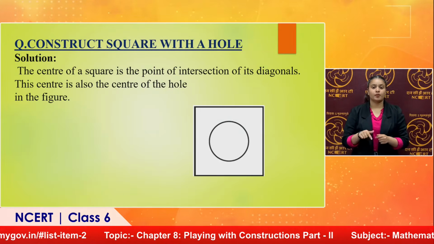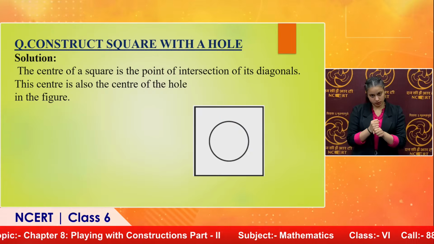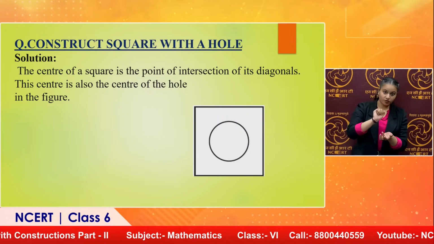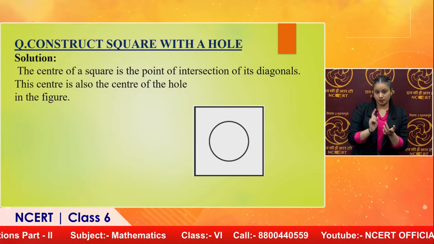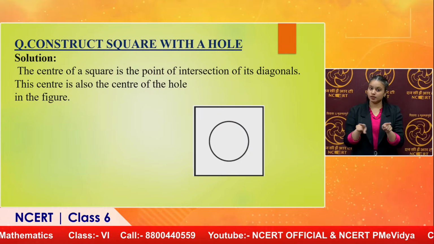Construct a square with a hole. This is also very interesting, and the challenge here is the center of the square is the point of intersection of its diagonals. This center is also the center of the hole in the figure. Let us do and see here.